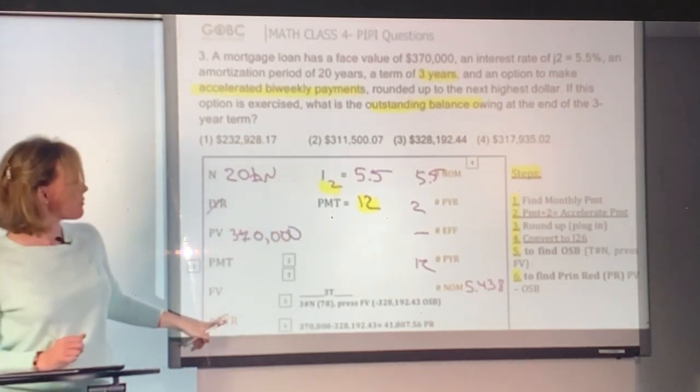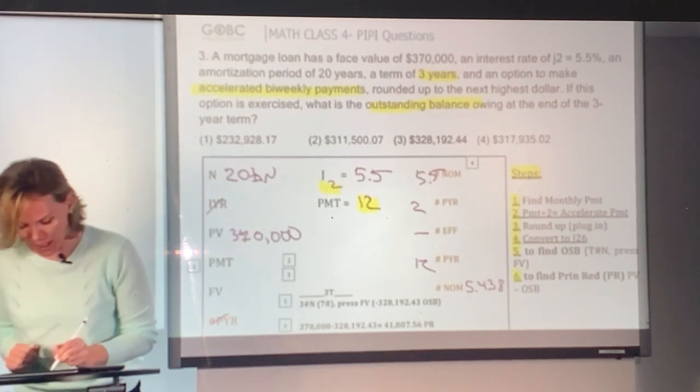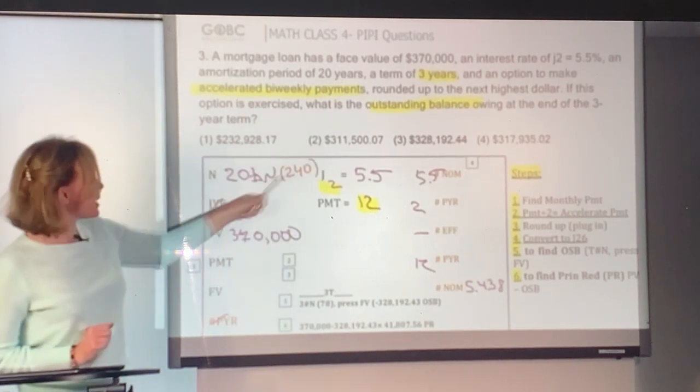You're telling the calculator everything will be monthly, so when you press 20 shift N, do that right now, 20 shift N, it should come up to 240. Okay, so 240 months, that's good.